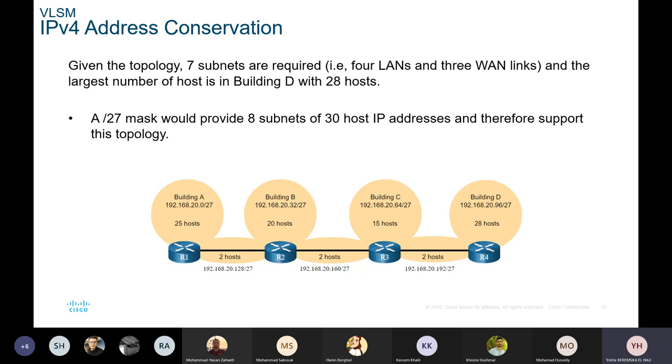So for this reason, we are not going to use for these simple networks the whole range of 62 addresses. We can divide into more subnets than this prefix to reach, for example, a prefix of 30. And this is what we're going to do.